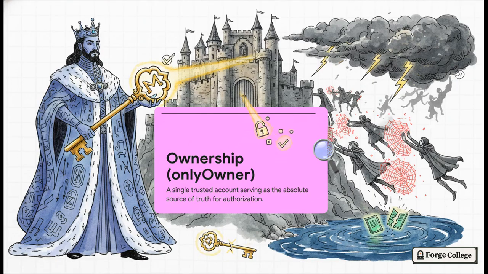Now, this provides very simple, clear, undeniable accountability. But, and it's a massive but, it is incredibly inflexible. It acts as a glaring single point of failure. If that one owner falls for a phishing scam or accidentally drops their hardware wallet in a literal lake, your protocol is completely doomed. You are totally at the mercy of that one compromised key.